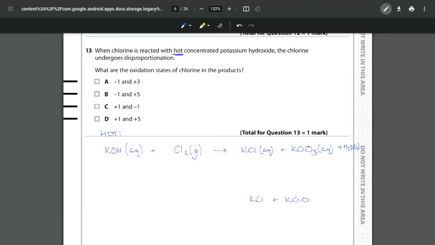And then we have to look at the oxidation numbers. So we know that our oxidation number of the chlorine is 0. When it is in KCl, well, the K is +1, so the Cl must be -1. So we're going to then get rid of D, because it can't be a +1. And then when it's in the KClO3, the K is +1. The oxygen is -2, but I have 3 of them, which gives me -6. And therefore, in order to balance it out, my chlorine must be +5. So my answer has to be B, -1 and +5.